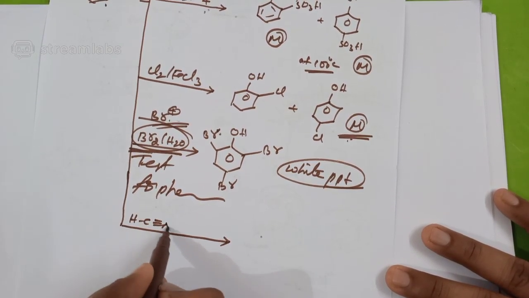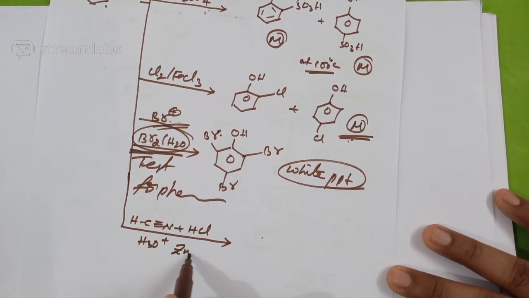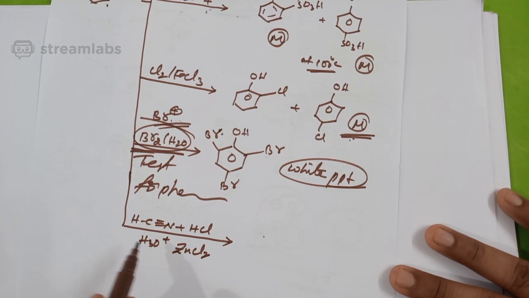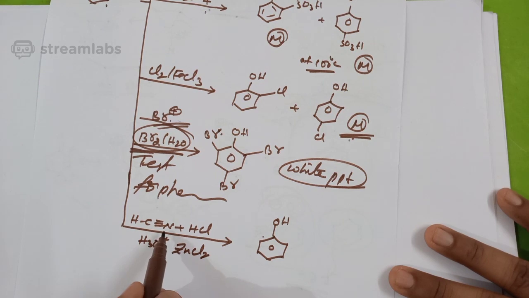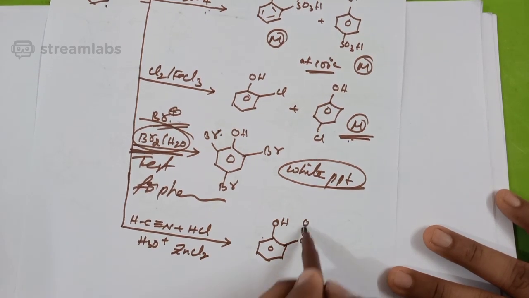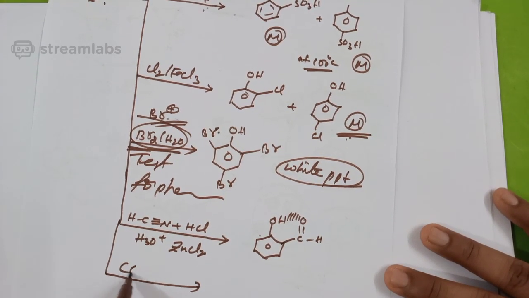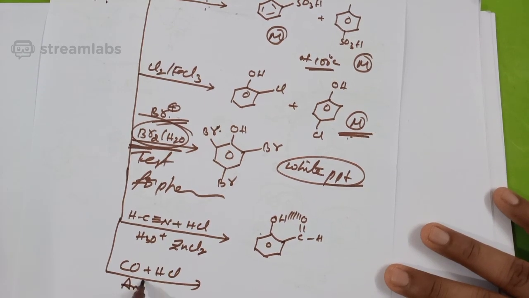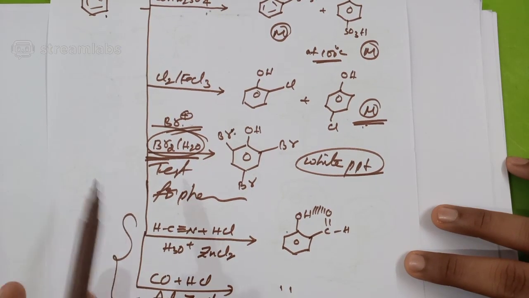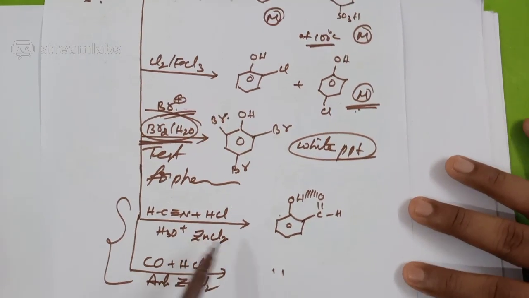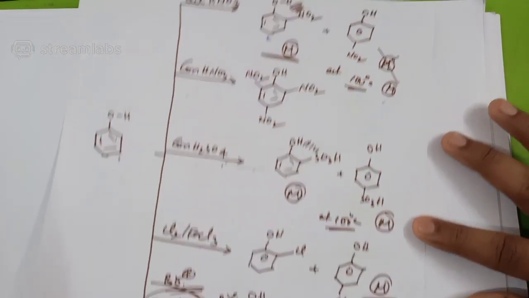Next, HCl plus HCl and H3O plus, anhydrous ZnCl2; these reagents are used for the Gattermann aldehyde reaction. We get aldehyde groups, and the ortho product is major because of hydrogen bonding. And one more, CO plus HCl with anhydrous ZnCl2, also gives the same reaction. These are all normally from the benzene chapter model, where we get electrophiles in the same pattern. Go through it. Okay, these are the main chemical properties of phenol.